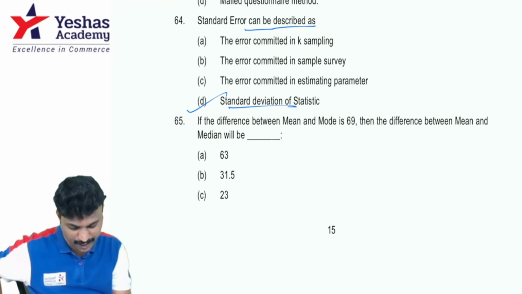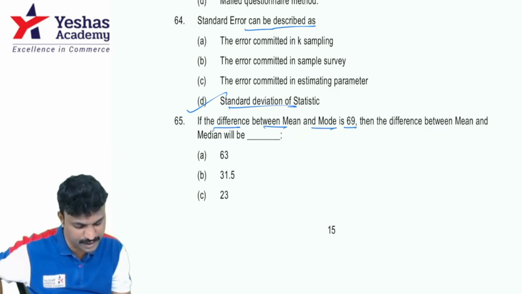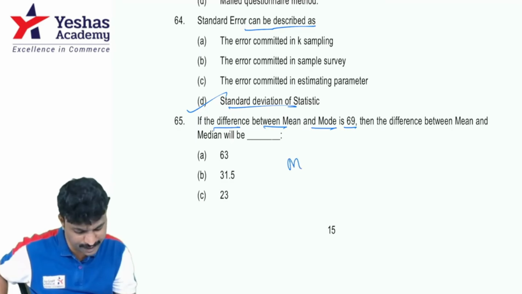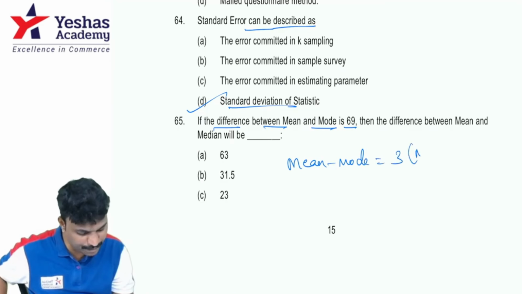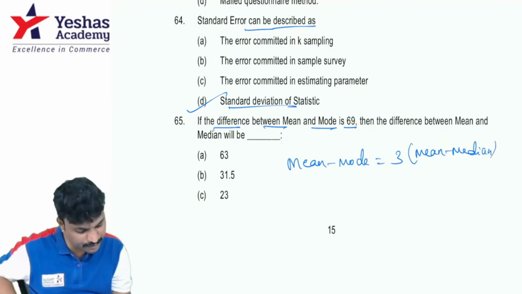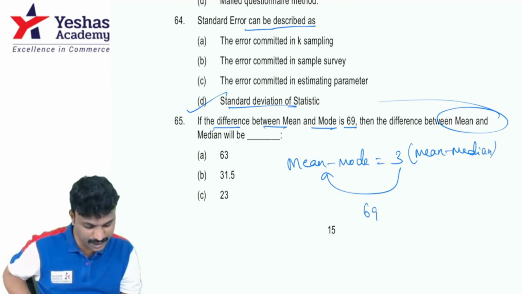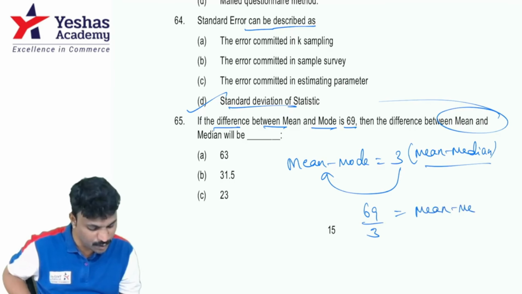65th question. If the difference between mean and mode is 69. So whenever they talk about differences, you have to make use of this formula. Mean minus mode is equal to 3 times mean minus median. Hope you remember this. They are asking us to find the difference between mean and median. That means 3 will go to the other side. So 69 divided by 3 is only the difference between mean and median. So what is it?